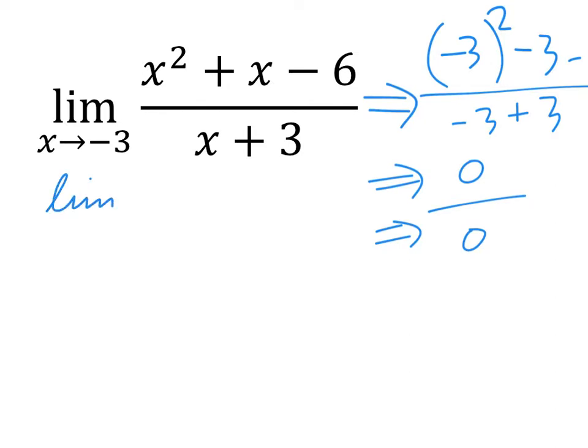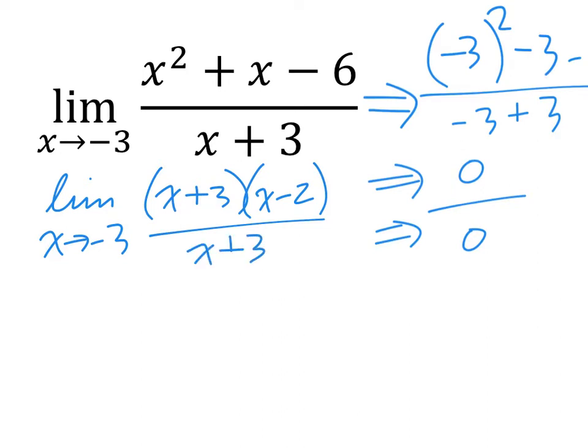When you do this, you have to keep the limit sign the whole time. Is everyone still with me? So that's going to be x plus 3 times x minus 2 over x plus 3. And what we can see is that this factor cancels. Keep the limit because you didn't substitute yet. You always have to keep it until you substitute. So limit as x goes to -3 of x minus 2. Now you substitute, so the answer is -5.